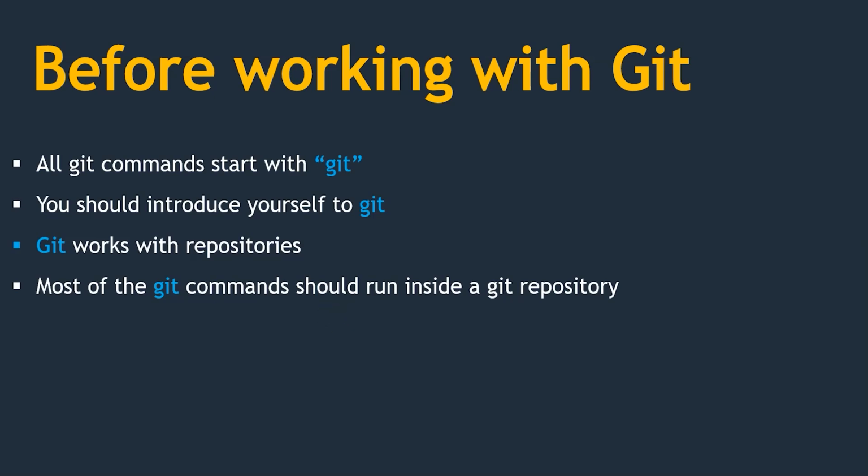Hello friends, welcome back. In this lecture, we are going to see how we can create a Git repository. Before that, I would like to stress a few points. First point is all Git commands start with git. So whenever we execute any Git related command, the command starts with git. Even in our previous lecture, while configuring our username and email ID, our command started with git. That is git config --global, right?